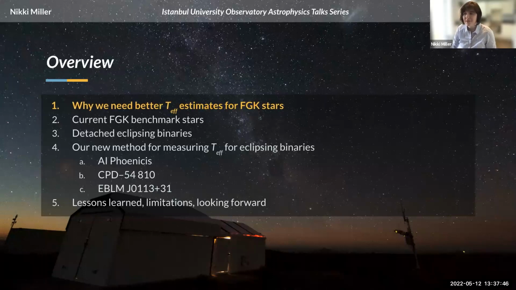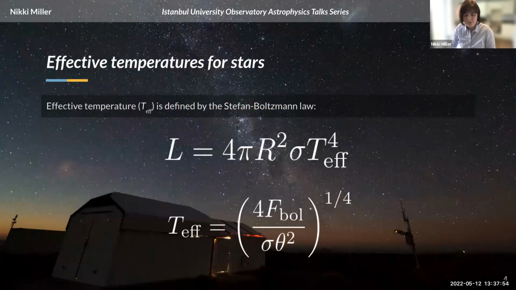So first of all, why do we actually care about the effective temperature of stars? Why do we care about the temperatures of FGK type stars? So first of all, just a reminder, the effective temperature for a star is defined by the Stefan-Boltzmann law, which I'm sure you're all familiar with, which can be rewritten in this way to make temperature the subject in terms of observables, so the angular diameter of the star and the bolometric flux. Any other sort of temperature estimate is an estimate. The only direct way to measure the temperature is using this definition.